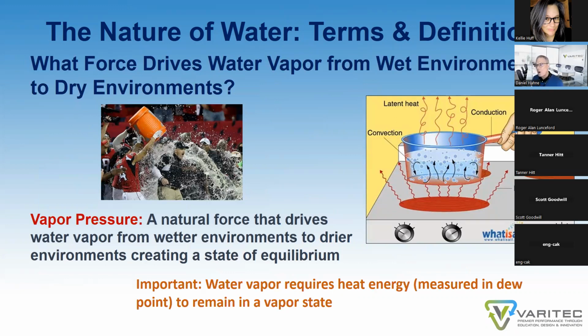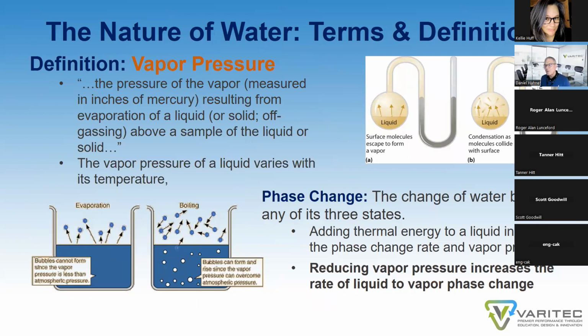So what force drives water vapor from wet environments to dry environments? Vapor pressure. It is the natural force that drives water vapor from wetter environments to drier environments to create a state of equilibrium. So what is vapor pressure? It is the pressure of the vapor resulting from evaporation of a liquid above a sample of liquid. That's the absolute definition. The vapor pressure of a liquid, however, varies with its temperature. You have higher evaporation rates of water at a higher temperature than, of course, at a lower temperature. So what brings about a phase change? Adding thermal energy to a liquid will facilitate a phase change from liquid water into water vapor.